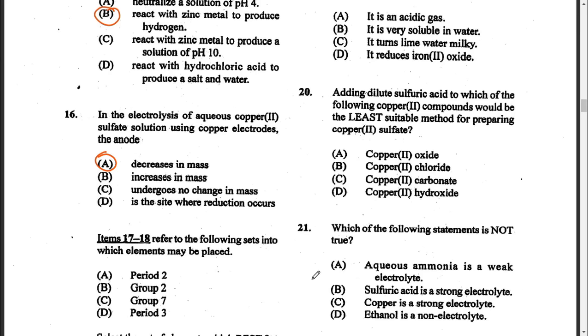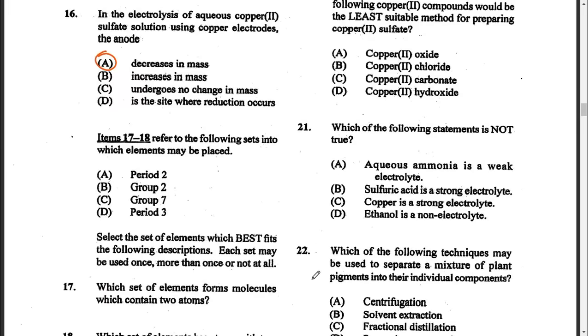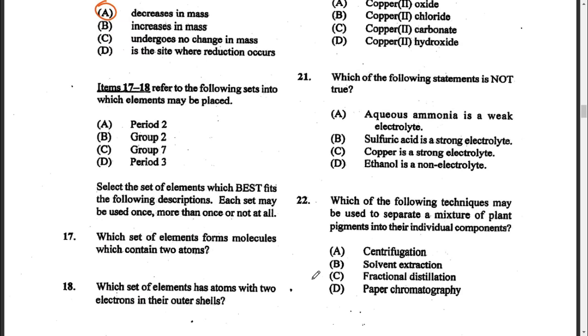Items 17 to 18 refer to the following sets into which elements may be placed. Period 2, group 2, group 7, period 3. Select the set of elements which best fits the following descriptions. Each set may be used once, more than once, or not at all.